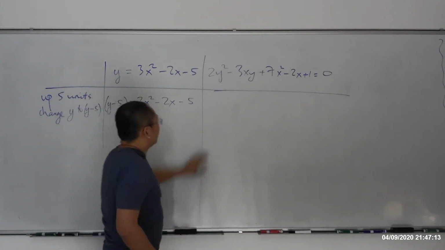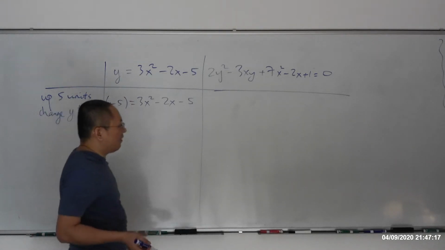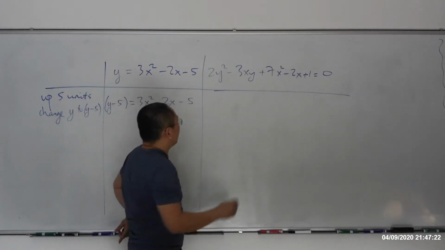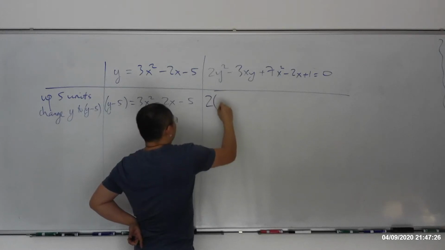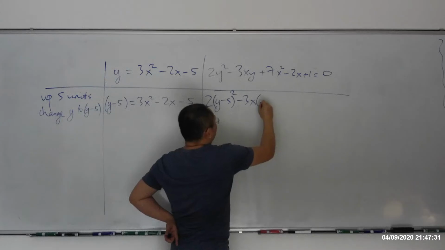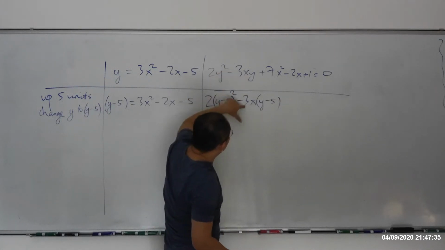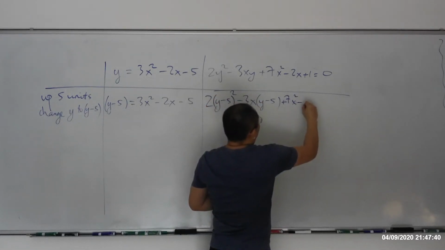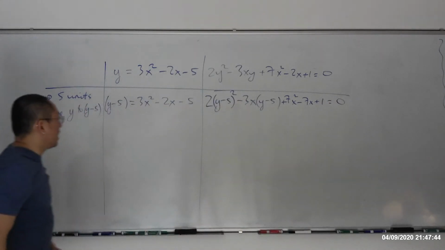So this is a conic. Here's another graph, and if you want to shift the whole graph, whatever it is, say move up 5 units, change y to y minus 5. You will have this. Whenever I see a y, it becomes y minus 5. So it's 2 times y minus 5 squared minus 3 times x times y minus 5. You see what happened in here? Minus 3x, y becomes y minus 5, and plus 7x squared minus 7x plus 1 equal to 0. I keep everything else the same, just change y to y minus 5.